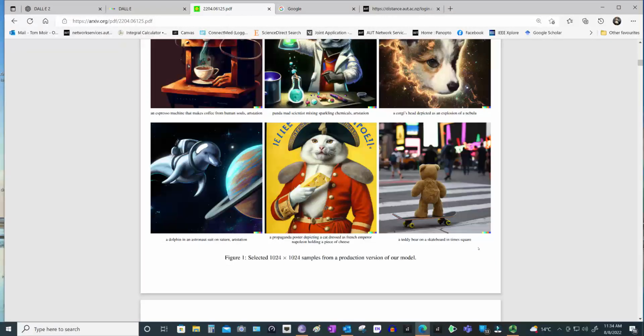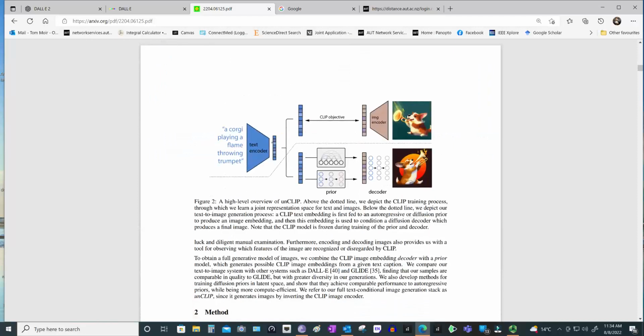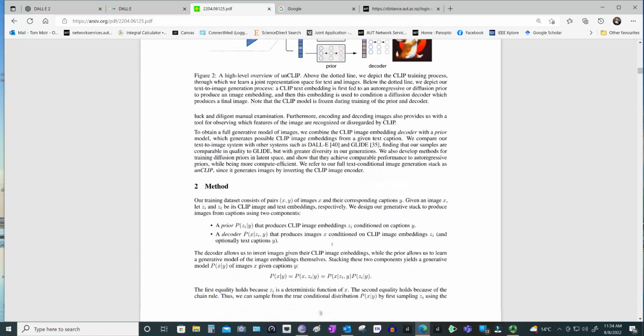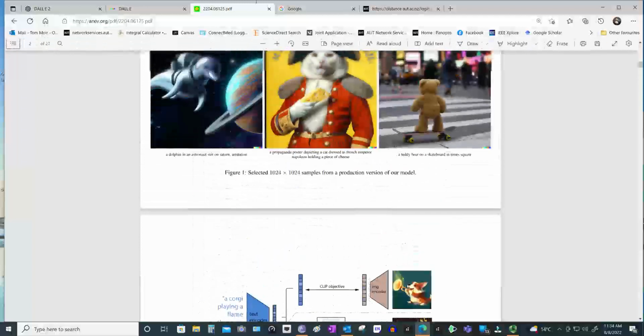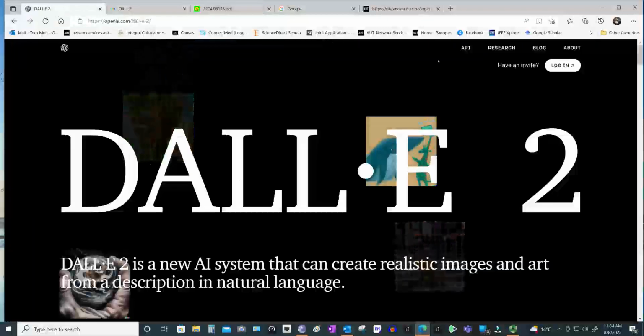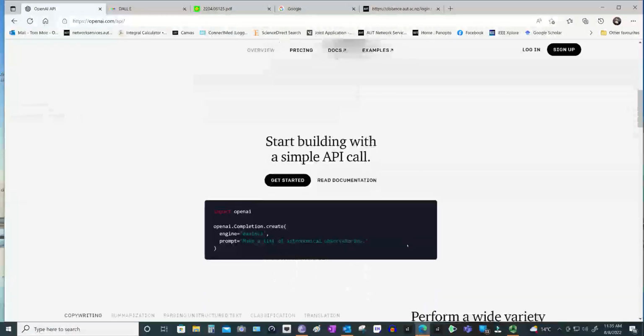A propaganda poster depicting a cat dressed as French Emperor Napoleon holding a piece of cheese, and a teddy bear in Times Square on a skateboard. You can see the text goes in here on the left hand side, and the images come out here. There's a neural network processing in the middle. I imagine it's some kind of deep learning algorithm, but I haven't looked at that in any detail. There's an API that you can use, which is good if you're going to do your own programming.